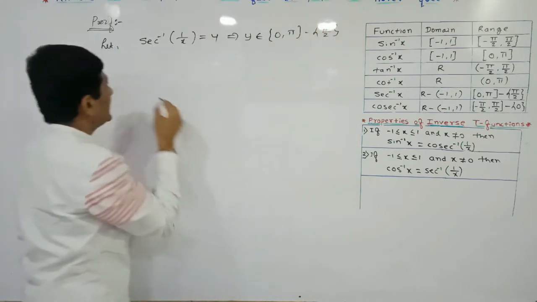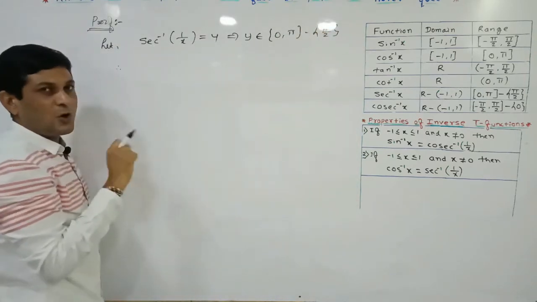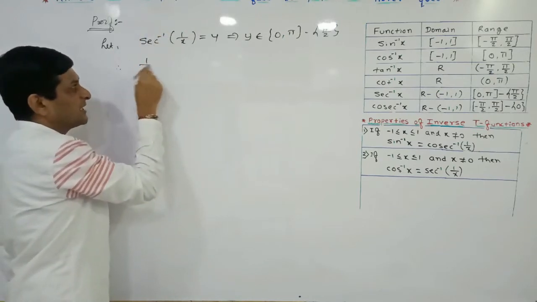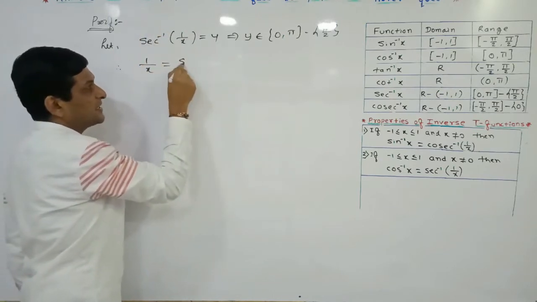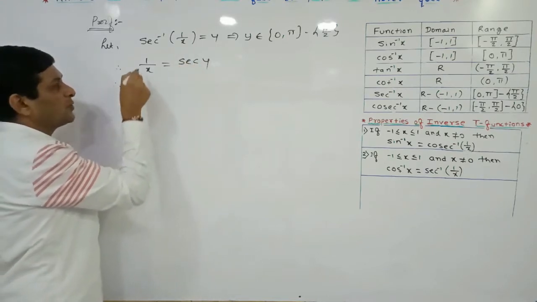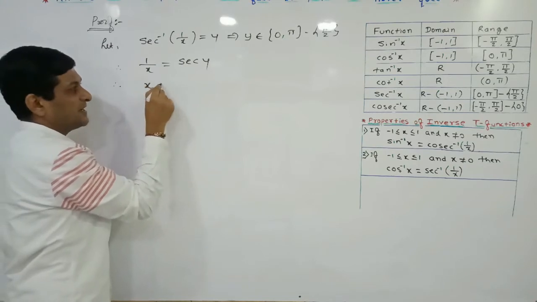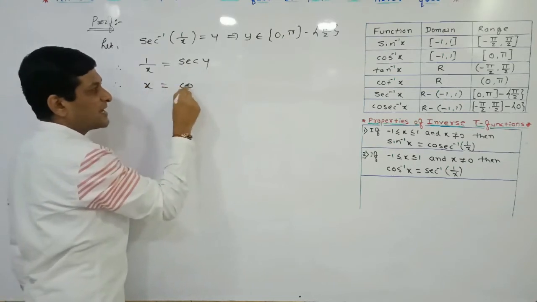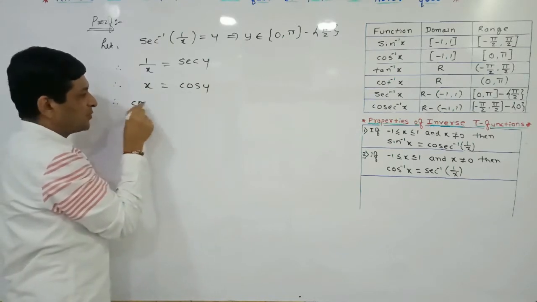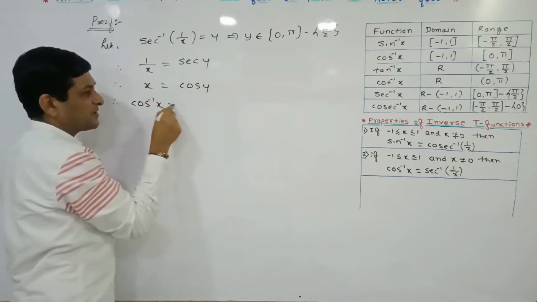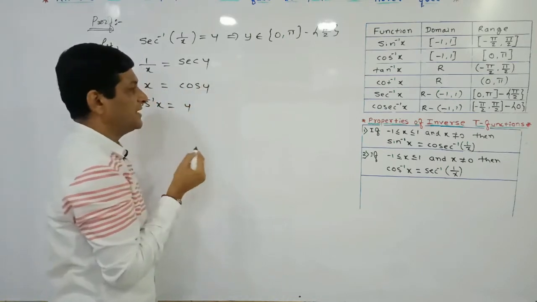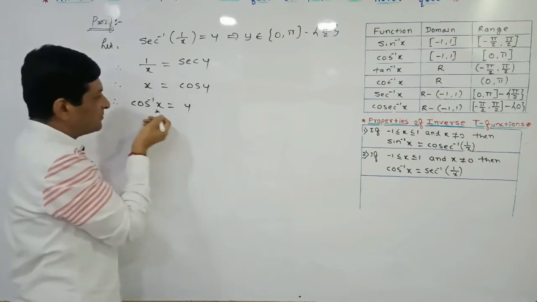Okay, so if we take sec on both sides, on this side sec and sec inverse will cancel, and the remaining term is 1 by x, and on the other side we get sec y. Now taking the reciprocal of both sides, the reciprocal of the left hand side is x, and the reciprocal of sec y is cos y. So taking cos inverse on both sides, on this side we get cos inverse of x, and on the other side cos inverse of cos y will be equal to y.